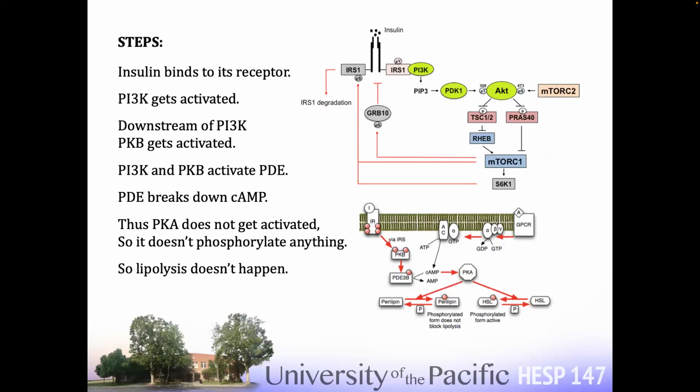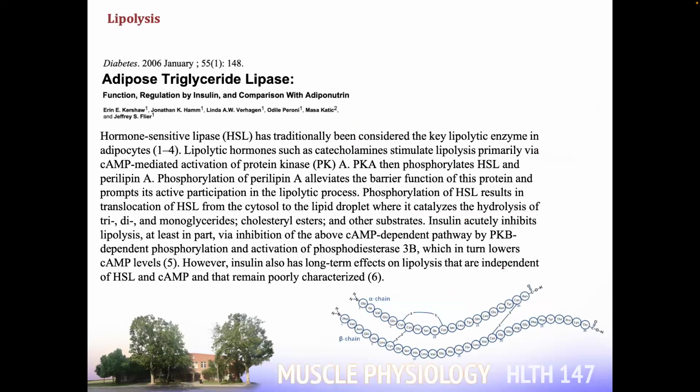That's the fat cell version. And that converts cyclic AMP into AMP, and AMP doesn't bind to PKA. So PKA doesn't get activated. So perilipin and hormone-sensitive lipase don't get phosphorylated, so fat is not mobilized. So that's insulin's short-term inhibition on fat metabolism. Let's look at long-term inhibition.